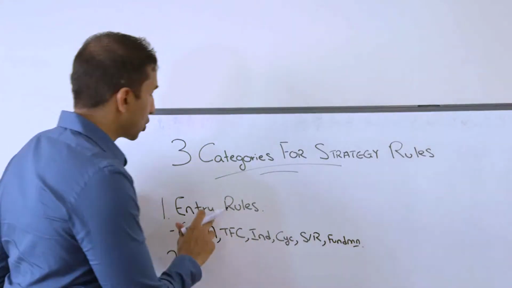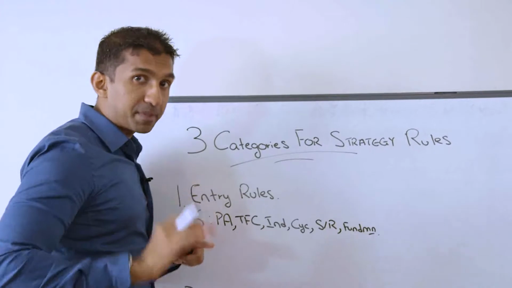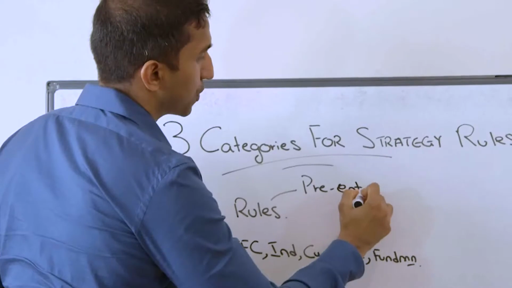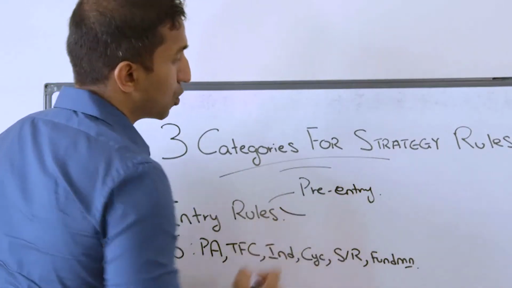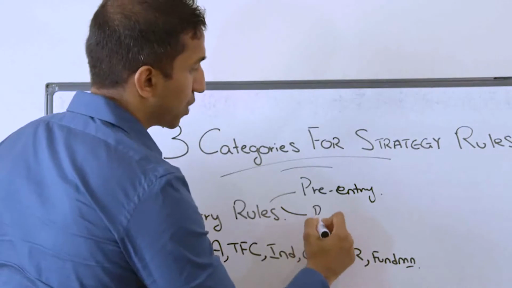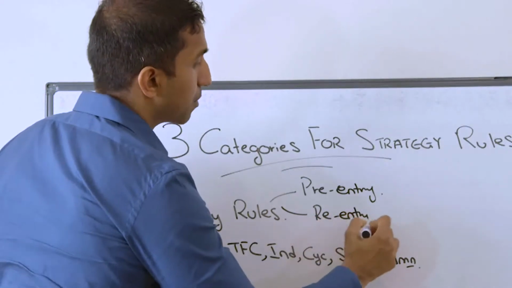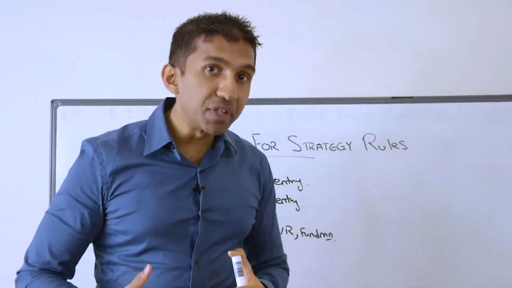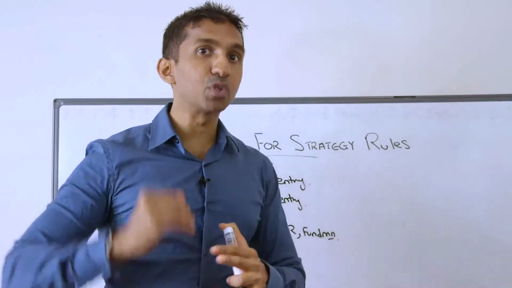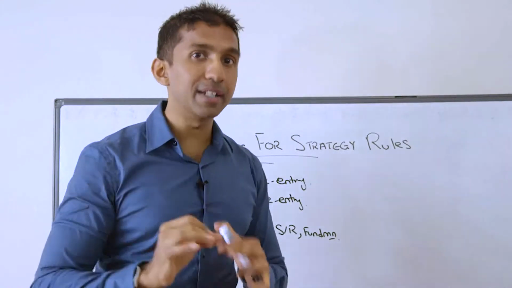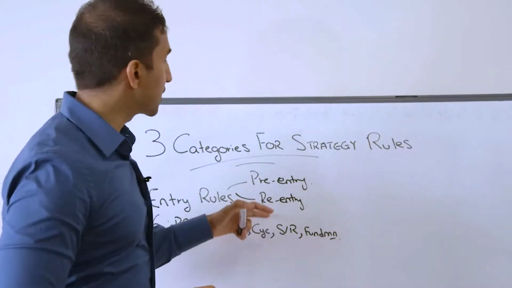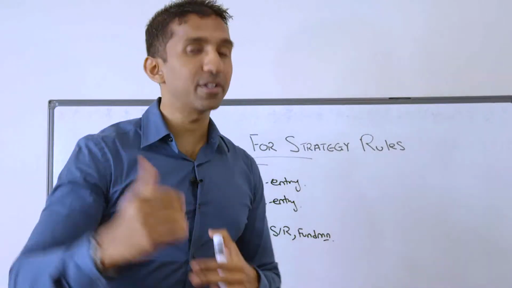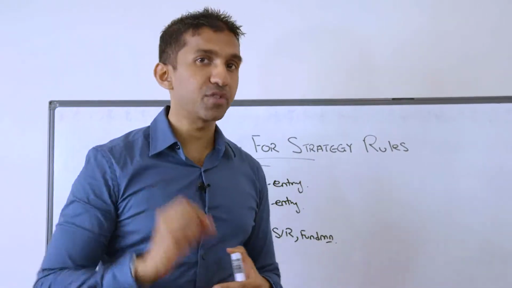All right. So the entry rules can be subcategorized into pre-entry rules and also re-entry rules as well. Pre-entry rules basically means before you enter the trade, what are the criteria that must be set up for you to enter and then to trade that price or the instrument. The next thing is, if you do get stopped out, what are the rules for you to then re-enter back into that trade is what you've got to be looking into as well.